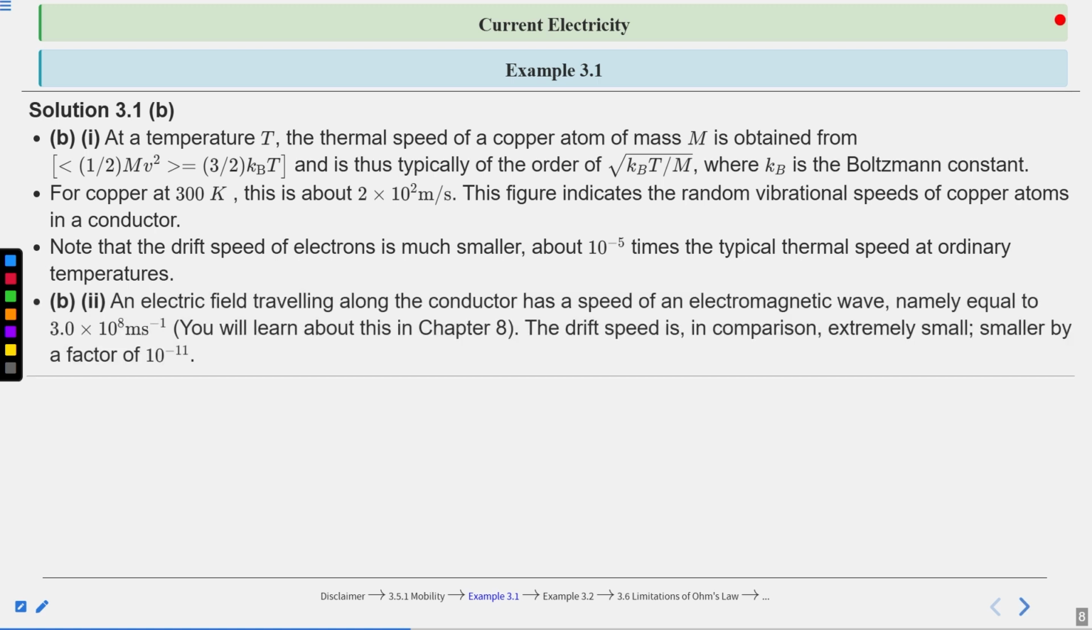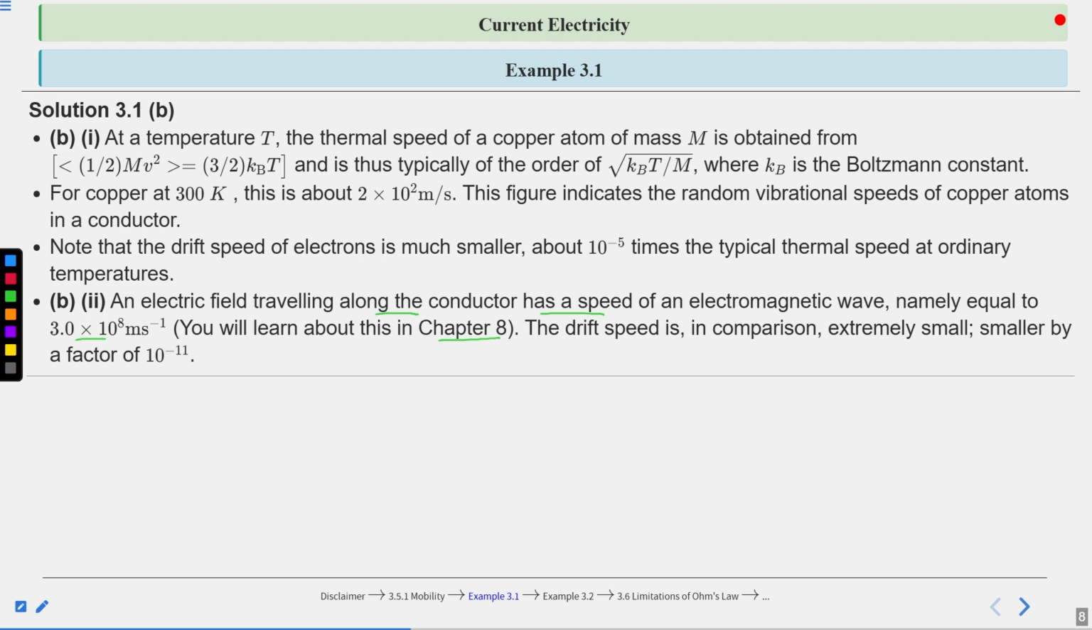Now the second part: an electric field traveling along the conductor has the speed of an electromagnetic wave. The electric field is traveling with the speed of electromagnetic wave, that is 3 into 10 raised power 8 meter per second, the speed of light. You will learn about this in chapter 8, electromagnetic waves. That chapter is completely devoted to electromagnetic waves, and there you will learn that the electric field travels with the speed of light, 3 into 10 raised power 8 meter per second.